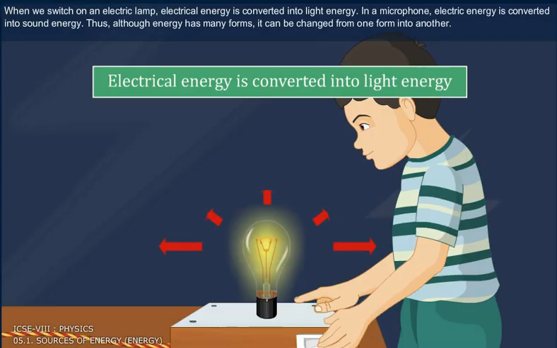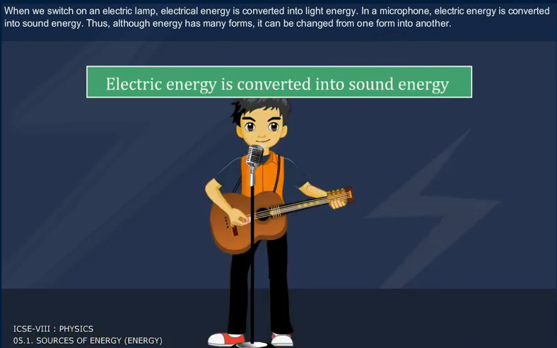When we switch on an electric lamp, electrical energy is converted into light energy. In a microphone, electric energy is converted into sound energy. Thus, although energy has many forms, it can be changed from one form into another.